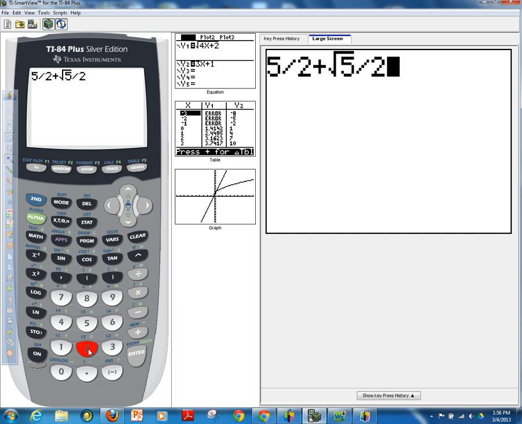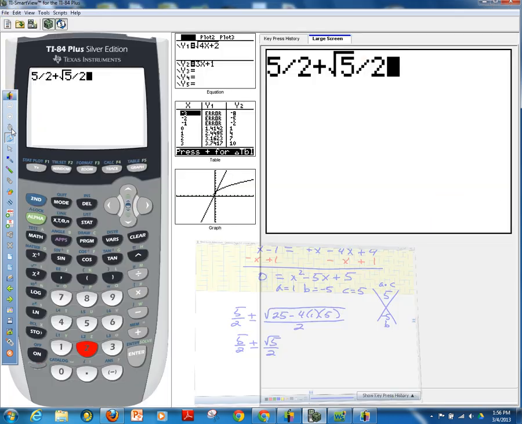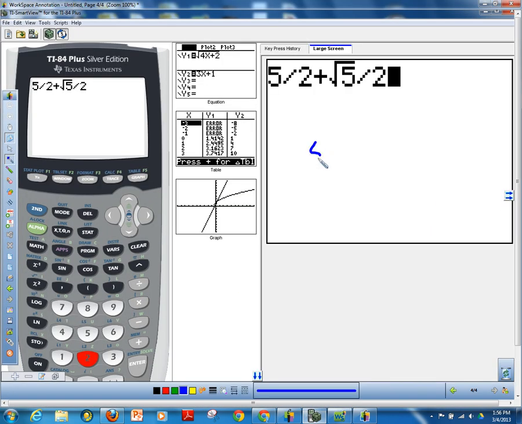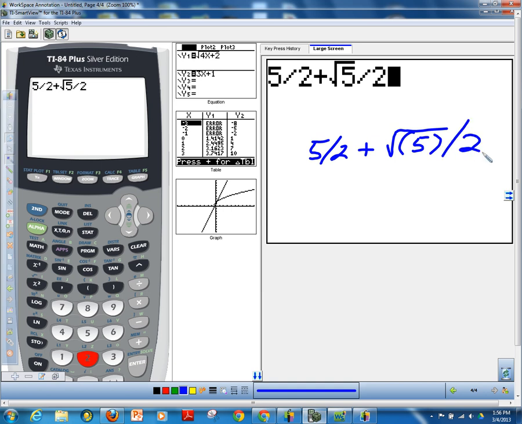Other calculators will look like this. So you'll have the 5 divided by 2, and then plus, and then they give you the beginning of that parenthesis. You have to close that parenthesis, otherwise you will get the wrong answer, because it'll do the square root of 5 halves instead of the square root of 5 divided by 2. Two totally different things. So what I recommend is you bust out your calculator and make sure you get the same answer I get, because I can't tell you how many people put this in incorrectly into their calculator.